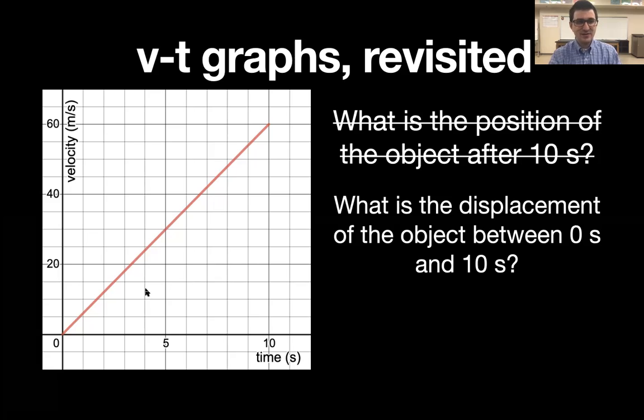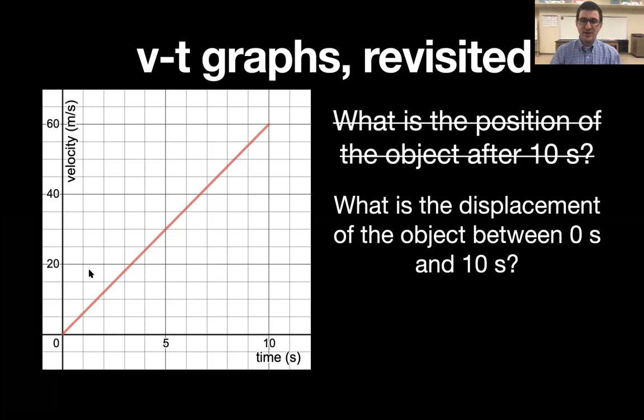The reason is that this velocity versus time graph has no information about initial position. So we could find the displacement of the object between 0 seconds and 10 seconds, but because we don't know where the object started, we can't say where the object ended.